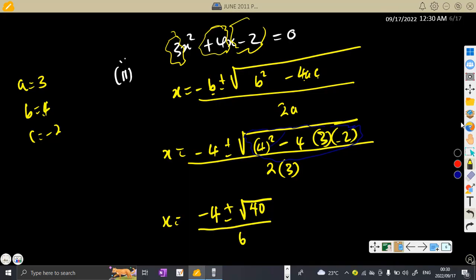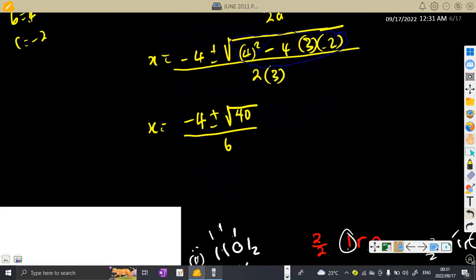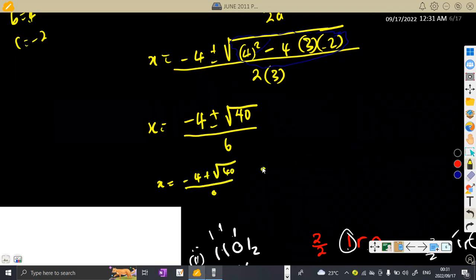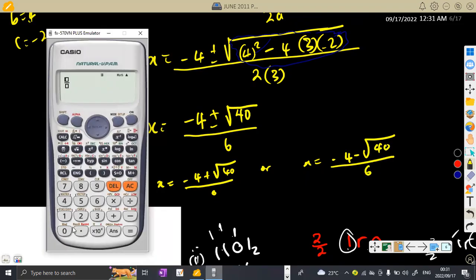So from this part now, that's where you can separate. Since we can't determine the square root of 40 directly, we are going to separate this into 2. x is equal to -4 plus square root of 40 over 6, or another x, which is equivalent to -4 minus square root of 40 over 6. So that's what you're going to have. From your calculator, it's just the issue of inserting the values. Fraction here, got -4 plus the square root of 40, then we divide by 6.